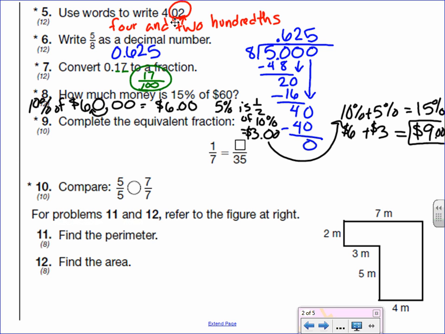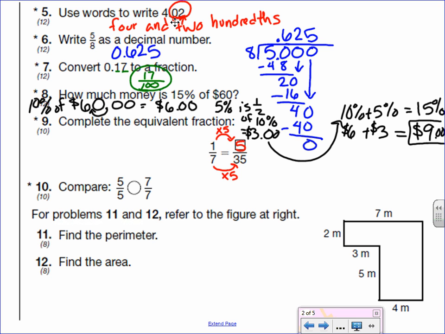Complete the equivalent fraction. So I ask myself, how do I go from 7 to 35? Well, I would have to multiply 7 by 5 to get 35. Whatever I do on the bottom, I have to do on the top. 1 times 5 is 5. So 1/7 is the same thing as 5/35.